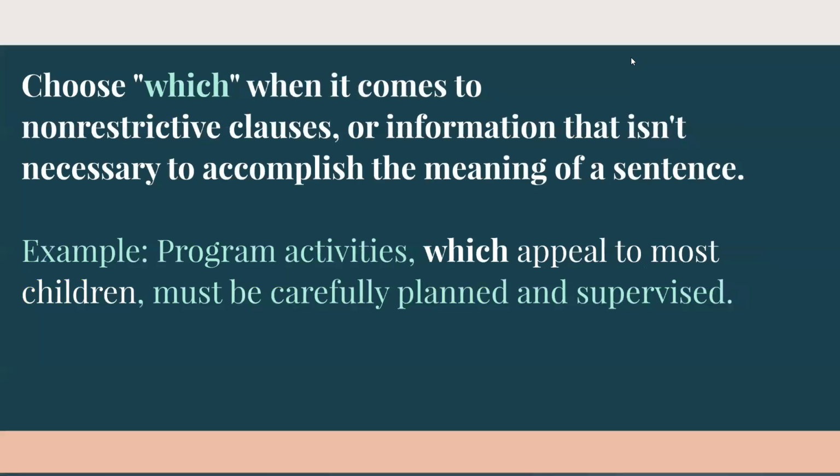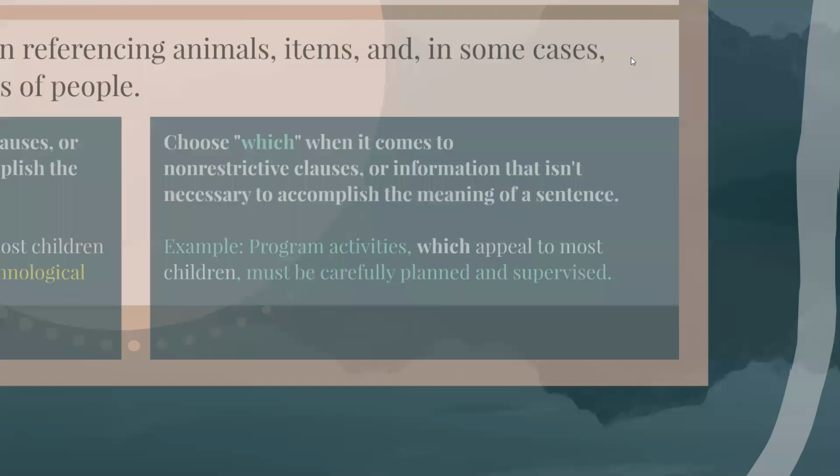We're going to choose which when it comes to non-restrictive clauses. That's the opposite. That's information that we could pull out of our sentence and our sentence would stay true to its original intent. And so our example here reads, program activities which appeal to most children must be carefully planned and supervised. If we were to take out the portion that reads which appeal to most children, we would stay true to our sentence because our sentence is trying to explain to our audience that program activities must be carefully planned and supervised. So remember those restrictive and non-restrictive clauses when choosing that and which.